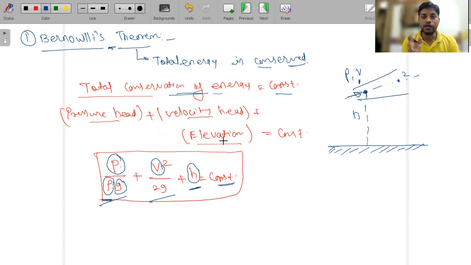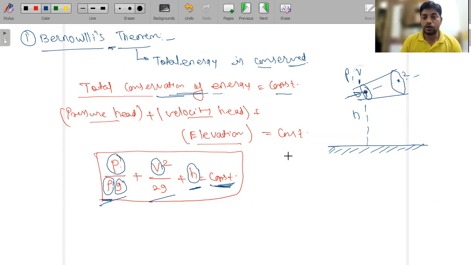Now if we apply this equation, a constant means the total conservation of energy: energy can neither be created nor destroyed, it can only be converted from one form to another. But here the form is the same. So if this is the total energy at point 1, then the total energy of the fluid will be constant throughout the flow. If I consider any other point, point number 2, the total energy of the fluid will be the same there as well.